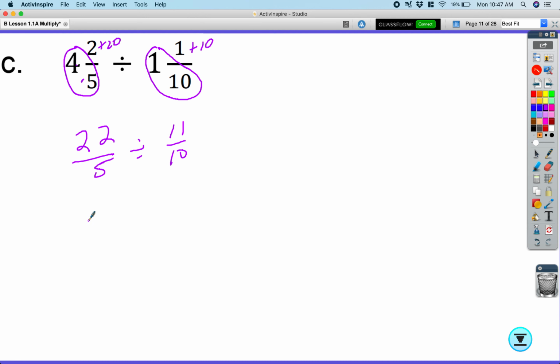Now we're going to do the keep, change, flip. So I'm going to have 22 over 5 times 10 over 11. And now I'm going to begin simplifying. 22 and 11 are both divisible by 11, so this would be reduced to 2 over 1. And 10 over 5, they're both reduced by 5, so this would give me 2 over 1 as well. So then when I multiply straight across, I'm going to get 4 over 1, which is just 4.